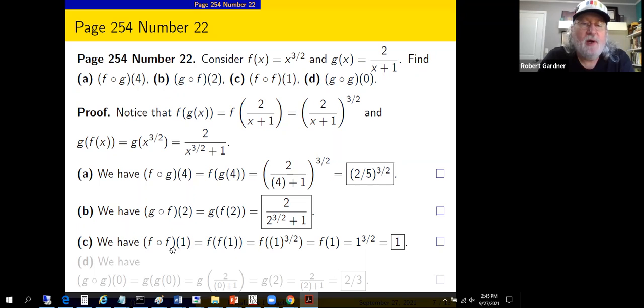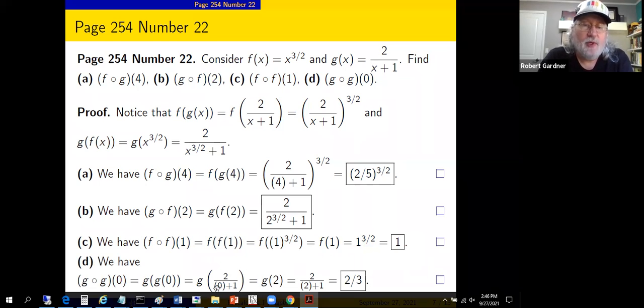Part C wants f of 1. Well, we'll take 1 and plug it into the f function. That would give us 1 to the 3/2. There's your 1 to the 3/2. 1 to the 3/2 is just 1. So we're going to plug that into the f function. The output from the previous will give us 1 to the 3/2. That's still 1. So evaluate f at this number and then take that output and evaluate f at that output value. A little trickier because the output and the input were both 1s, but that's because we're dealing with a power of x function.